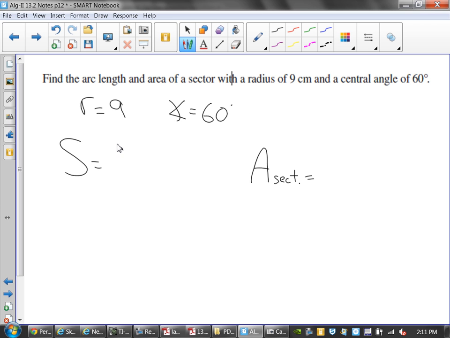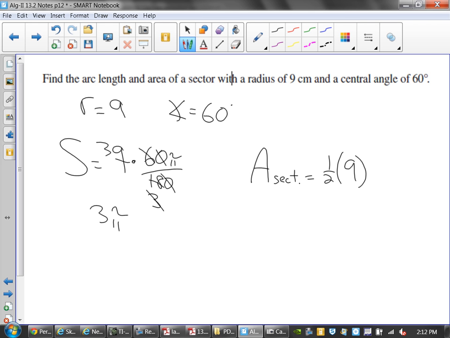Arc length again, take the radius times your central angle in radians. Again, this should not be very scary to simplify. Yeah, that one's easy. 0, 3 over 3, you get 3 pi. Okay? On the other one, we were talking about the area. 1/2 of 9 squared times 60 pi over 180.